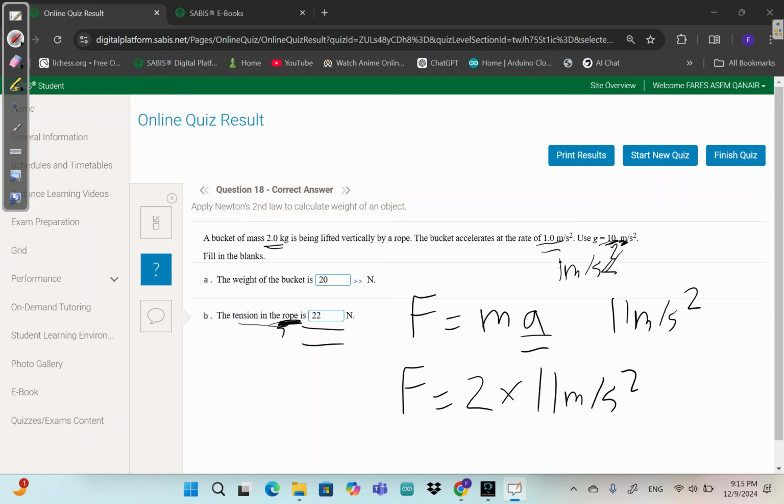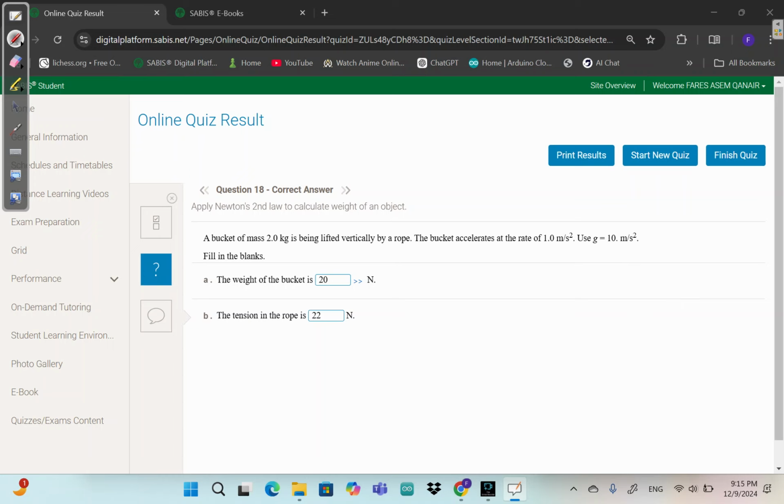Now just to repeat quickly for part B, we know that the bucket is going up at 1 meter per second squared, and at the same time it's being pulled down by gravity at 10 meters per second squared. Now to find the tension of the rope, we need the acceleration without the effects of gravity, just in the rope. So to remove gravity, we're going to get rid of this 10 meters per second squared that it's pulling down the bucket by adding it to the acceleration of the rope.